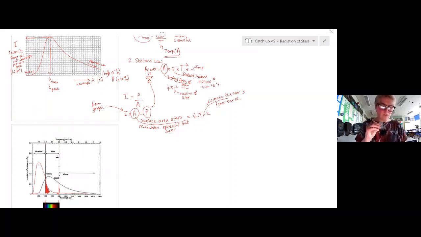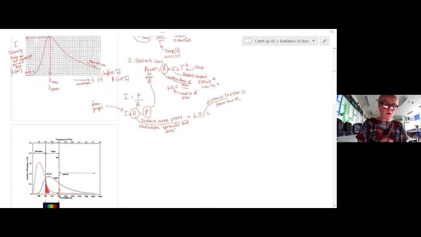So the learning point really with Stefan's Law is that there are two surface areas. There's one surface area where the light spreads out over, and that's dependent on the distance between Earth and the star, and that tracks back to the power of the star. Whereas the surface area in Stefan's Law relates to the surface area of the star, and that tracks back to the radius of the star.